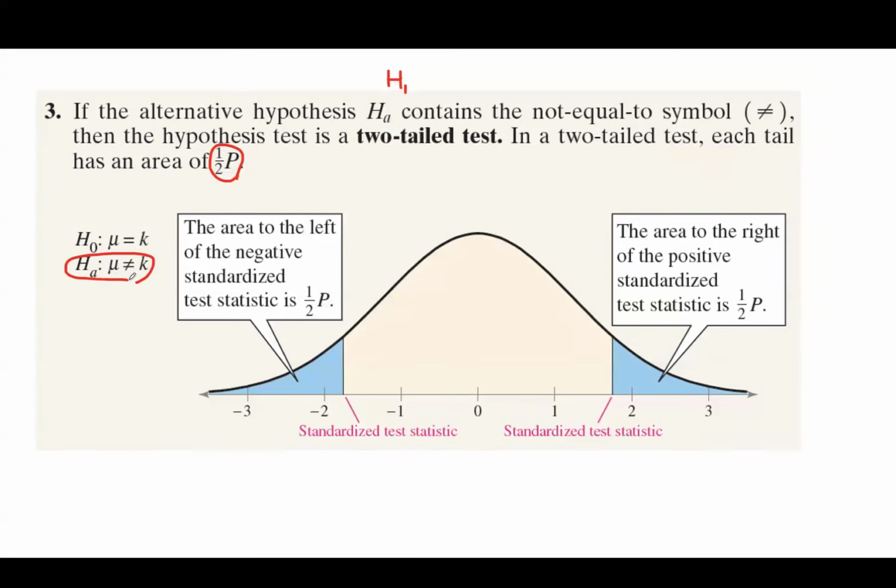Alternative hypothesis includes not equal to. So when you have not equal to, it means that you have a two-tailed test. Half of the p-value is on the left, the other half is on the right. And we call it a two-tailed test.